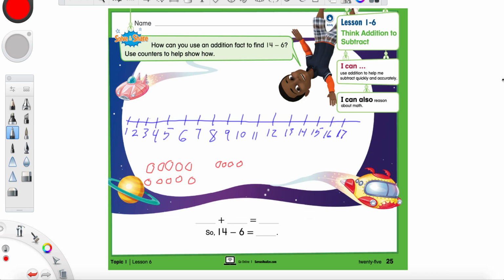Hey everyone, Mr. Montgomery again, and today we're going to be working on lesson 1-6, just like it says up top, and also we're on page 25. So if you're not on page 25 yet, pause the video, hit the space bar on your keyboard. It works very easily, and then make sure you're on the correct page first before you go any further in the video.